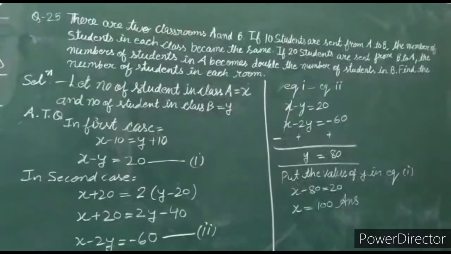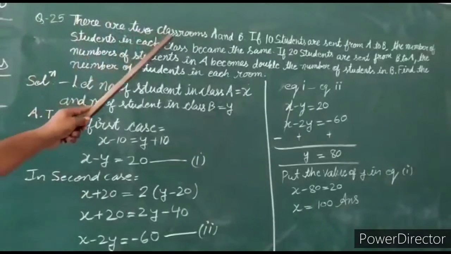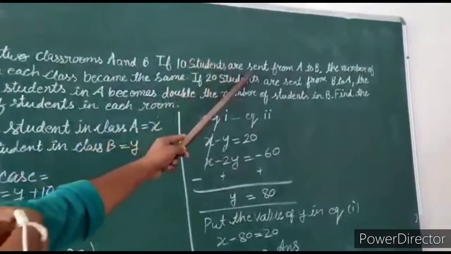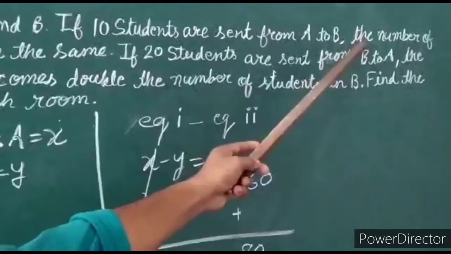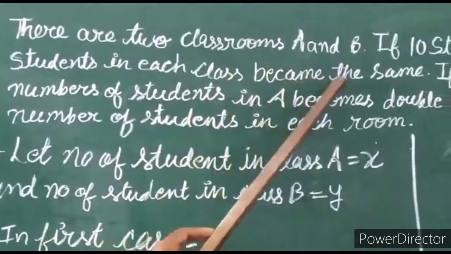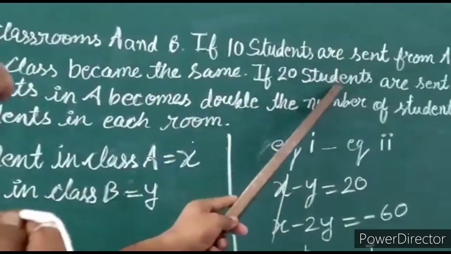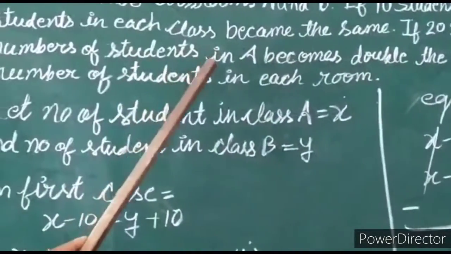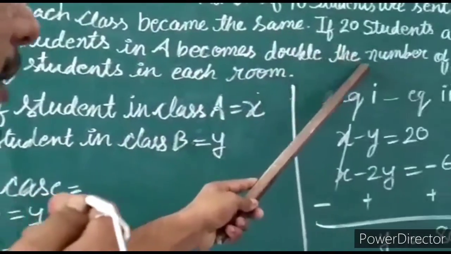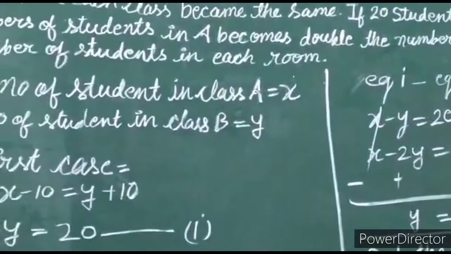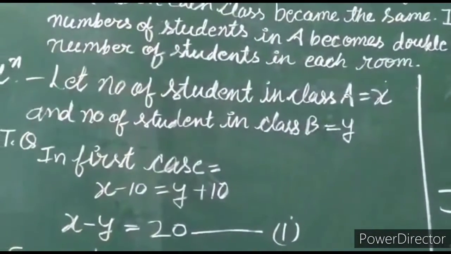Now, next question is, there are two classrooms A and B. If 10 students are sent from A to B, the number of students in each class becomes the same. If 20 students are sent from B to A, the number of students in class A becomes double the number of students in class B. Then find the number of students in each classroom.